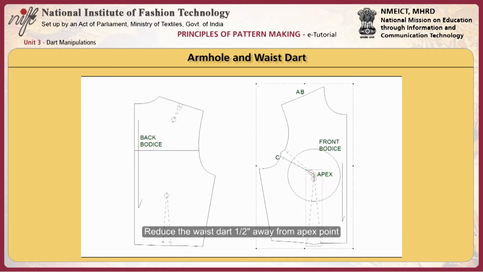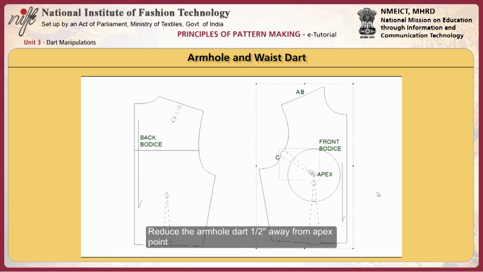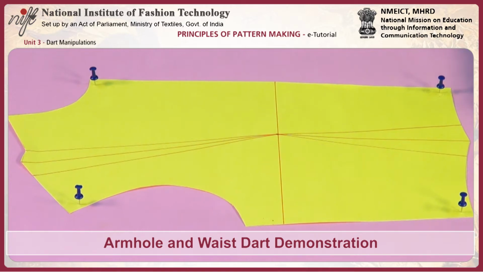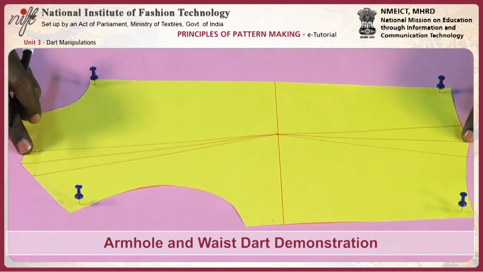Reduce the waist dart half an inch away from apex point. Reduce the armhole dart half an inch away from apex point. Now we transfer shoulder dart into armhole dart. Now we are going to make armhole and waist dart. To make this, use shoulder and waist dart sloper.